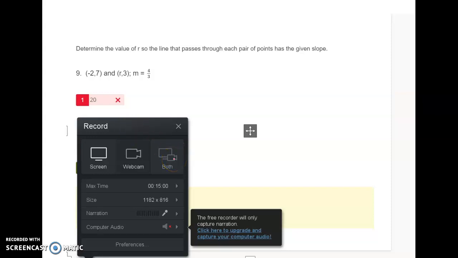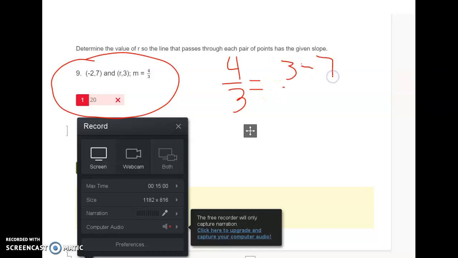So this is on 5-2, and I'm going to write and try to figure out this part right here. So it says 4/3 equals 3 minus 7 over r minus -2. This is going to be simplified as 4/3 equals -4 over r plus 2.